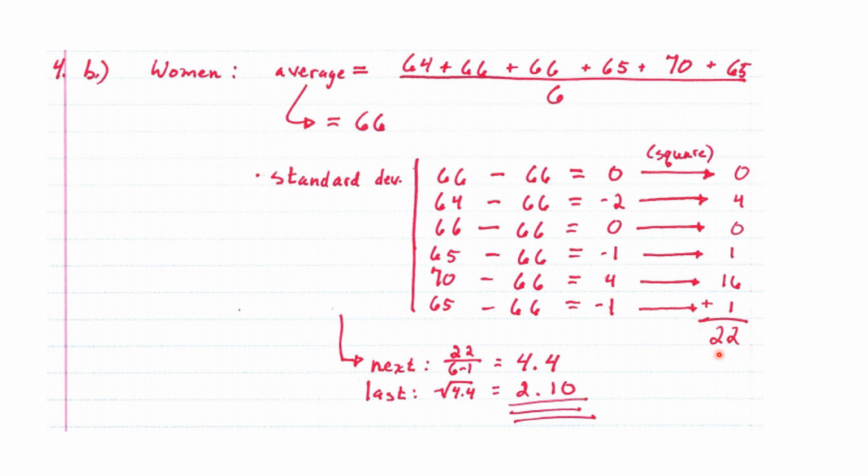Once we have 22, our sum of squares, we divide by n minus 1. N is the number of scores, the number of women here, so we have 6 scores, and we're going to divide 22 by 6 minus 1, or divide by 5, to get 4.4. And then finally, we can do the last step, take the square root of whatever it is that you got here. We got 4.4, so we take the square root of 4.4 to get a standard deviation of 2.10.